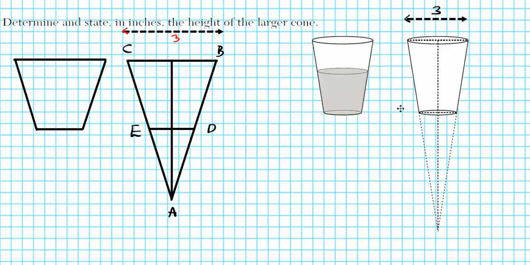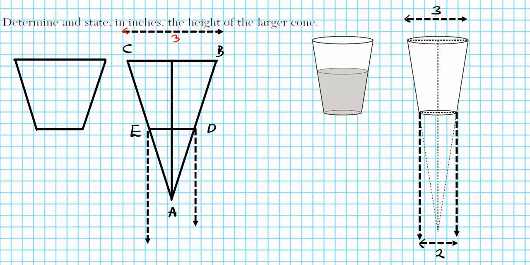And then the smaller diameter right here, from here to here, that diameter is 2 inches. So hopefully you can see what that corresponds to in the two-dimensional representation. Segment ED is going to be 2 inches long. From here to here, it's not drawn to scale. Okay, so that's going to be 2 inches.